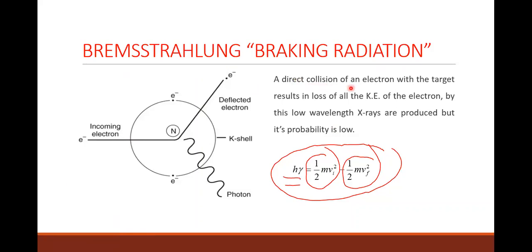Read the sentence here. A direct collision of an electron with a target results in the loss of all the kinetic energy of the electron. There is a collision between the electron and the target. Which is the target here? The anode is the target, and it is made up of tungsten material.